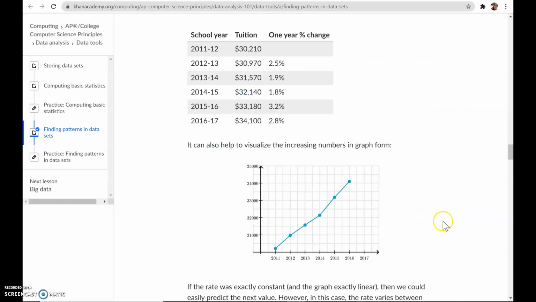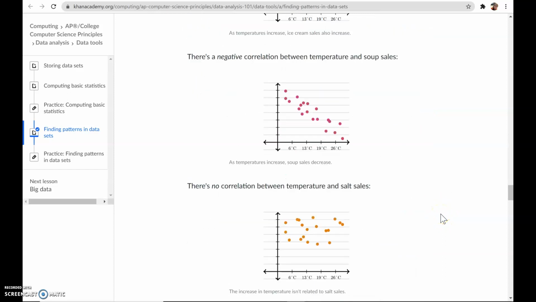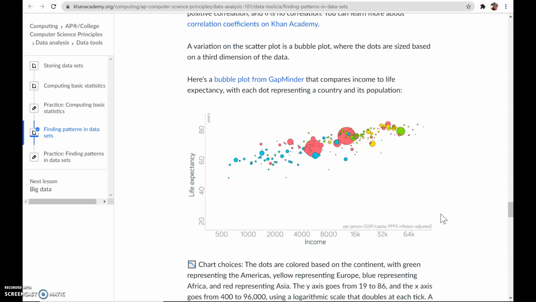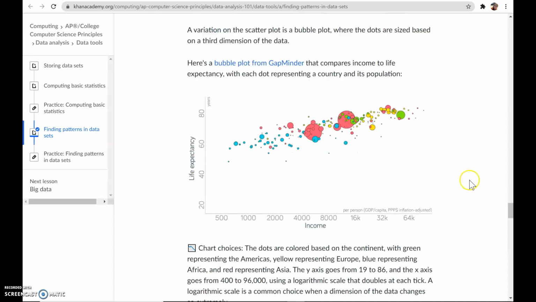Sometimes it looks different. Sometimes it looks like this. We have a whole bunch of dots and we want to know what the trend is over time. Well, we could put a line straight through this right here. If we did that, we could see that as income increases, life expectancy increases over time.